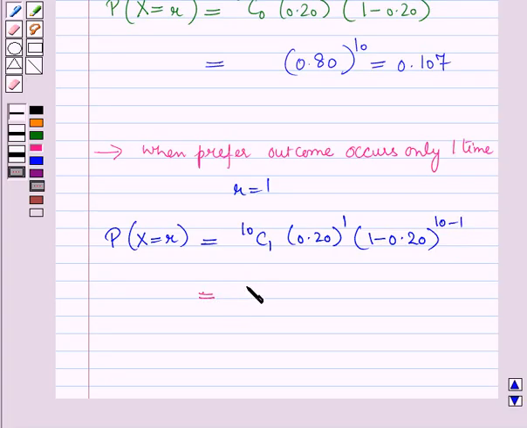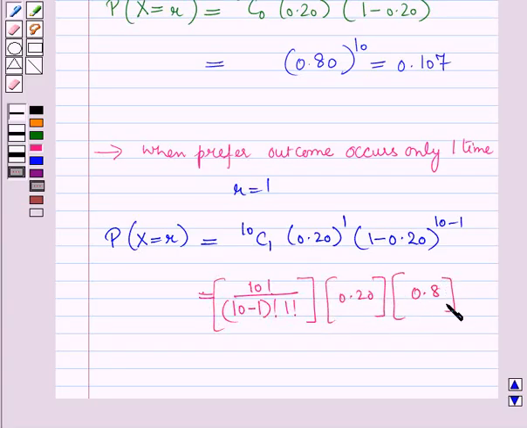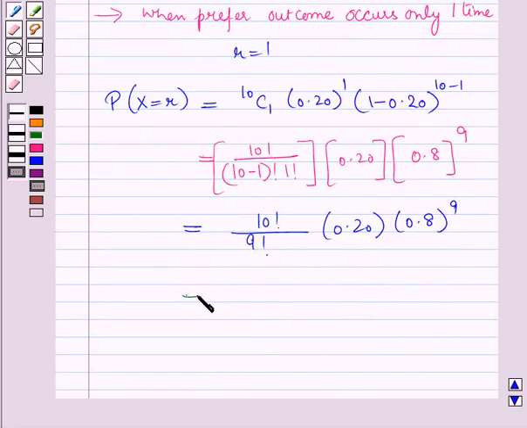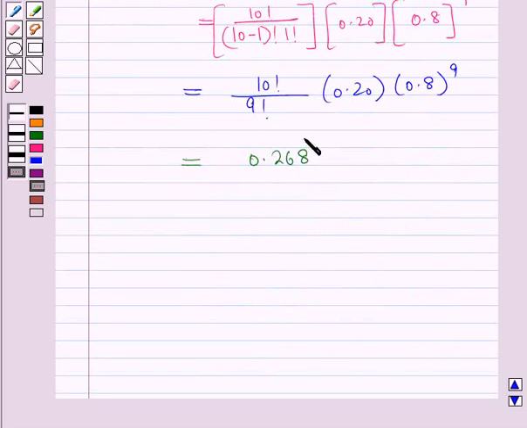So this is equal to 10 factorial upon (10 minus 1) factorial into 1 factorial into 0.20 into 0.8 whole raised to power 9. Now this is equal to 10 factorial upon 9 factorial, and 1 factorial is 1, into 0.20 into 0.8 whole raised to power 9. Now on calculating, this will be equal to 0.268. And so on, we can find the probability of the preferred outcome occurring 2, 3, 4, 5, 6, 7 and so on times.